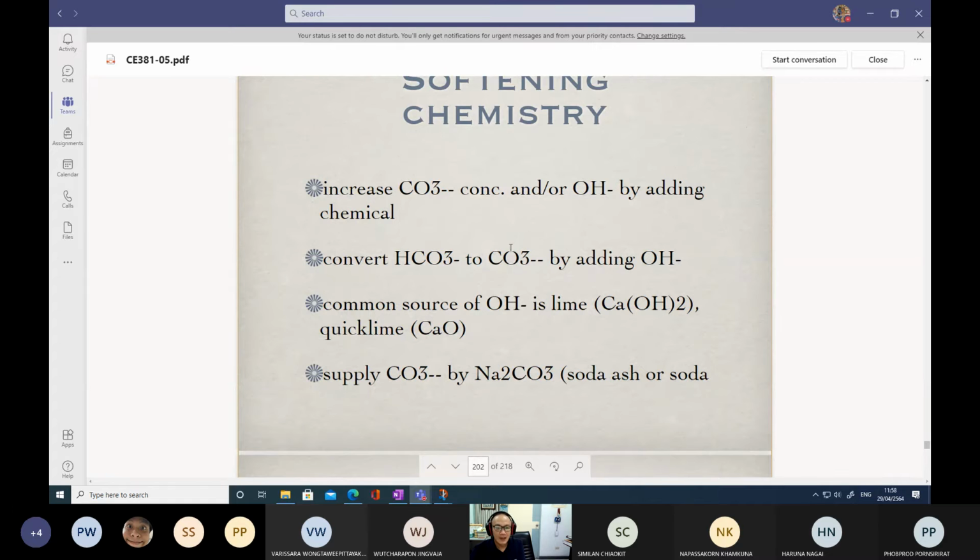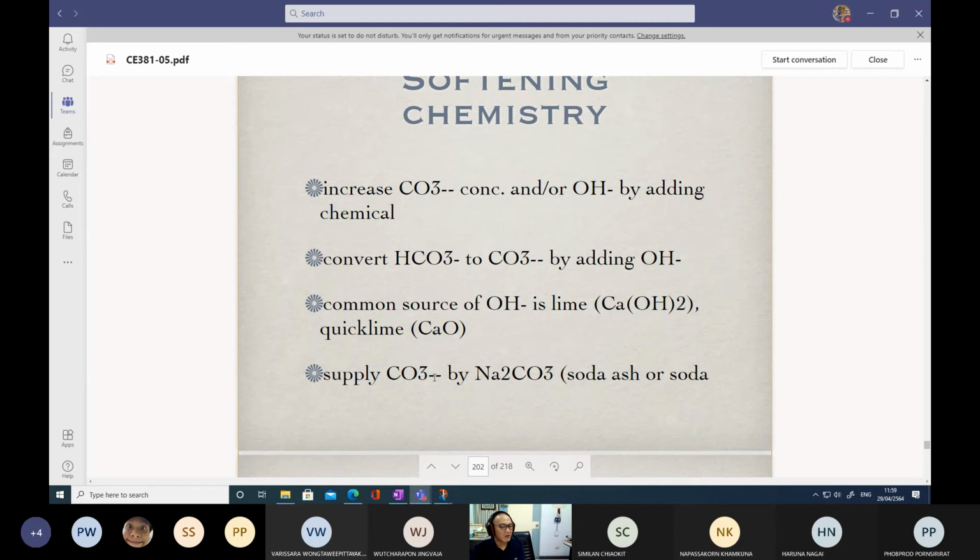So at a pH above 10, this one will be converted to CO3 2-. Anyway, we need this hydroxide ion. The source of the hydroxide ion is the lime. That is why we use lime to soften the water. The lime is calcium hydroxide, Ca(OH)2. This one is the lime. But if we use CaO, this one is called quicklime. They are different, but the most commonly used is calcium hydroxide, or lime.